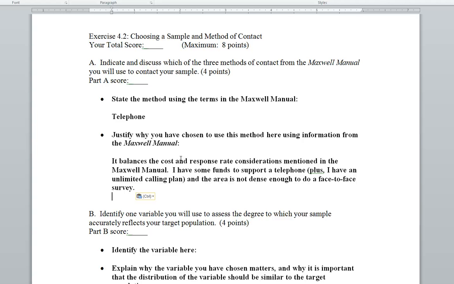So basically I choose telephone because it's going to balance the cost and the response rate considerations. I have some funds which I can use to support the telephone, and if I have an unlimited calling plan, it might not be that much of a problem to make enough calls for my survey. But I also don't want to do face-to-face because it's not dense enough to walk from house to house. So that's it. We have 4.2a finished.